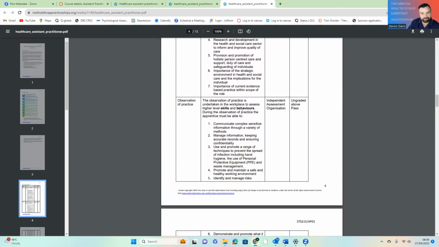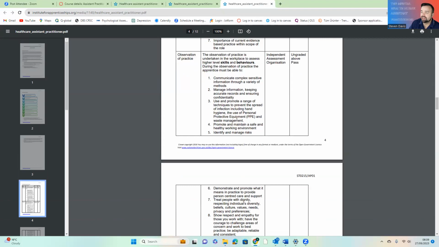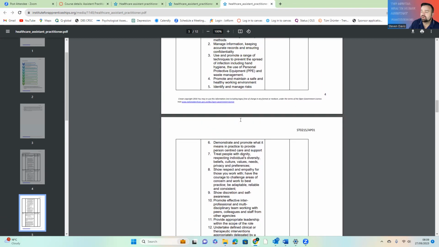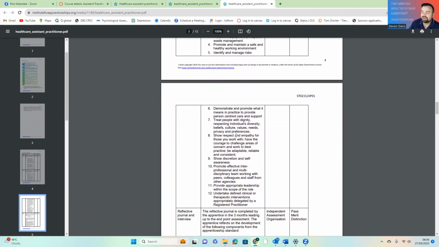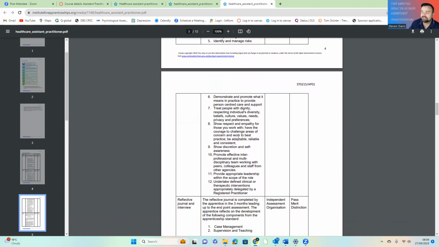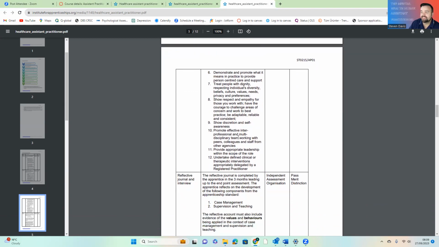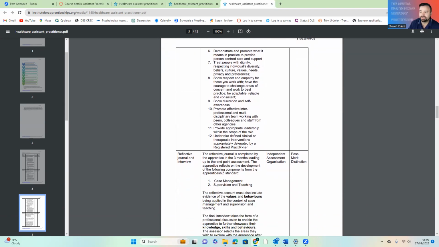In the observation, again, you normally agree this observation with your EPAO, but you're going to be managing an episode of care. That episode of care is going to be down to you to plan, making sure that you've got consent and it's safe to do so, etc. But here you'll be assessed on communicating, managing information, infection control, maintaining the right ways of working, and demonstrating those values: treating people with respect, showing empathy, providing leadership, and defining clinical therapeutic interventions.